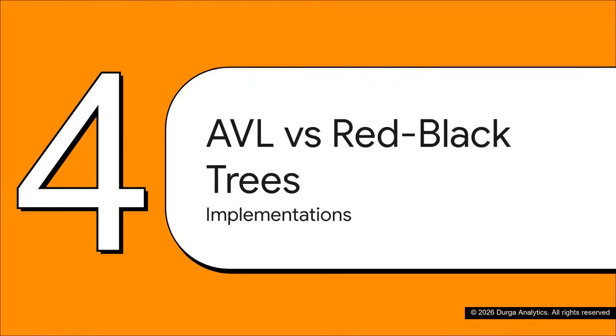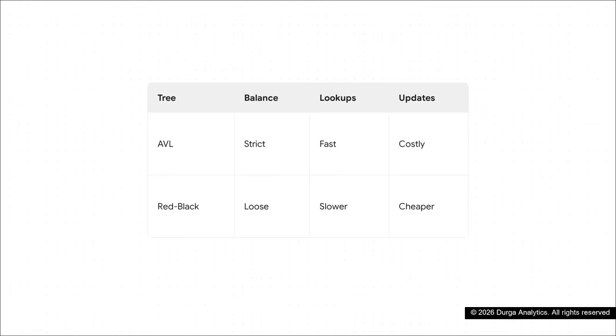All right, Section 4, AVL versus red-black trees. Let's talk about the real-world implementations you'll see in production. When you're out there writing Python, Java, or C++, what self-balancing trees are actually running behind the scenes? Well, there are two major heavyweights you need to know: AVL trees and red-black trees.